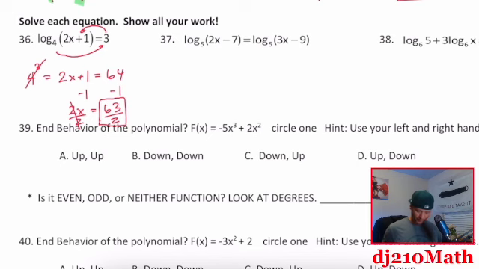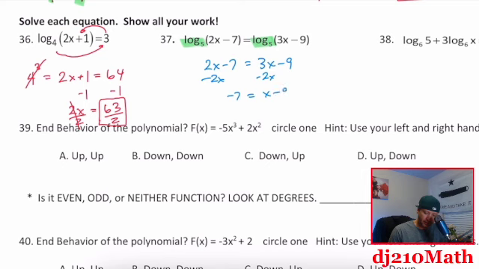Okay. For number 37. Log base 5 on each side, that's nice. That means we can just set the arguments equal to one another. So this is 2x minus 7 equals 3x minus 9. Minus 2x from both sides. Negative 7 is equal to x minus 9, plus 9 on both sides. x is equal to 2.